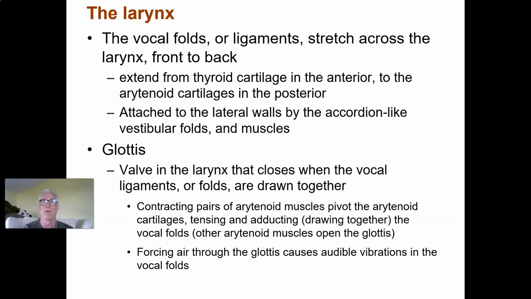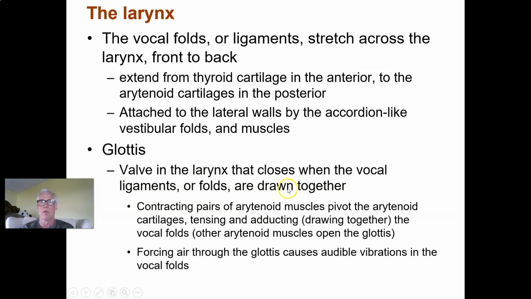They extend from anterior to posterior across the opening of the larynx, and then laterally, they're attached to the walls of the larynx by accordion-like tissue structures, including the so-called vestibular folds, and there are some muscles in there that can control those vocal structures. The glottis is the name of the valve that's formed by those vocal ligaments when they're drawn closed across the opening to the larynx. So we've got a valve before the larynx, the epiglottis, and then we have a valve within the larynx called the glottis, and you can close off the access to the trachea and the lower respiratory system by closing the glottis.